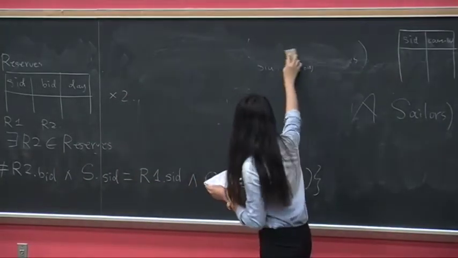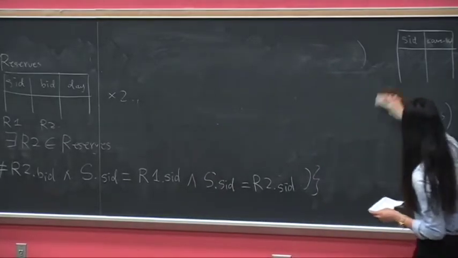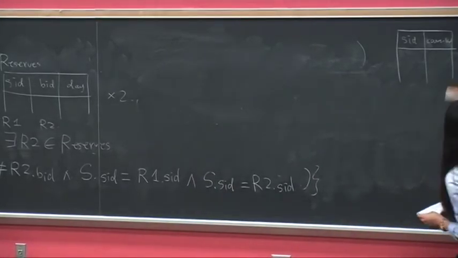Okay, let's take a look at query 9. We want to find names of sellers who have reserved all boats. What would you do for that one?